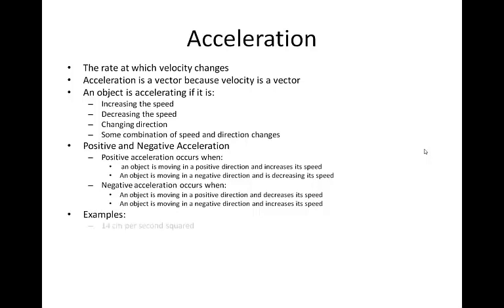So examples: 14 centimeters per second squared, 0.6 miles per hour per second. So there has to be two time units and a single displacement unit. Okay, 3 meters per second per second, which is the same as 3 meters per second squared.